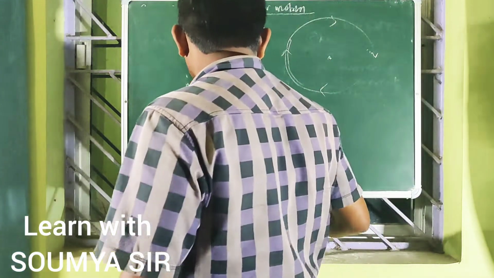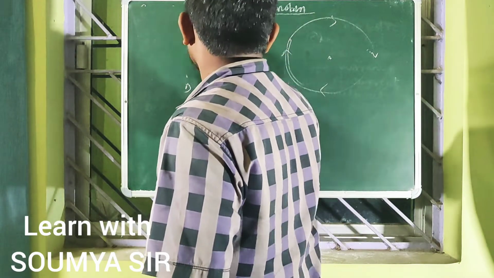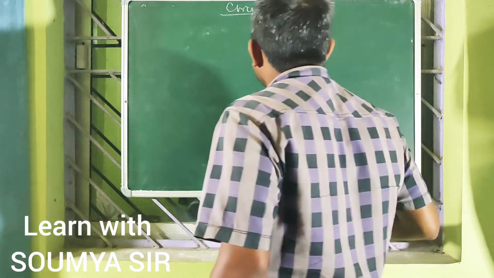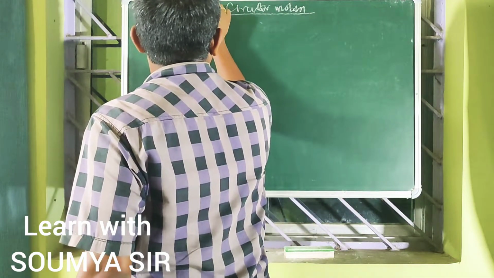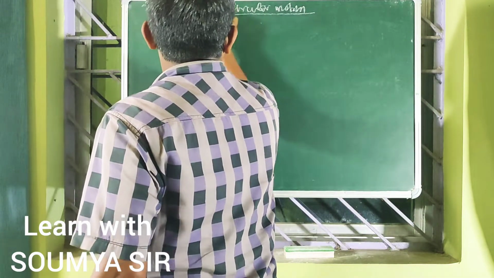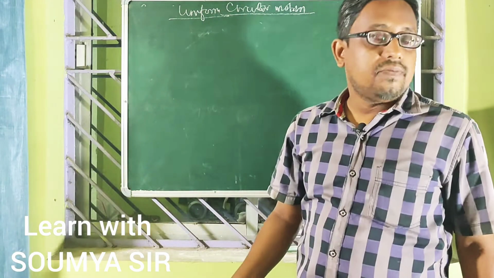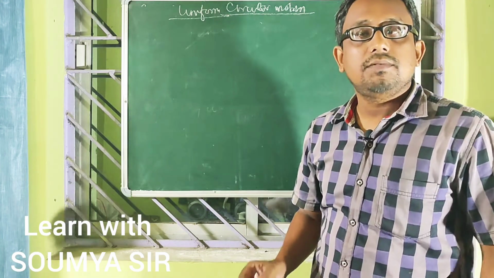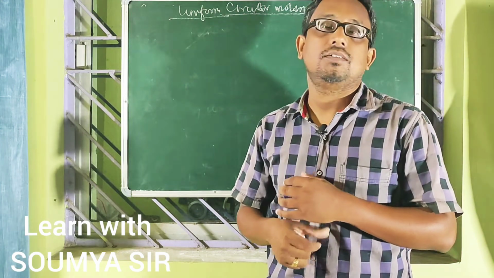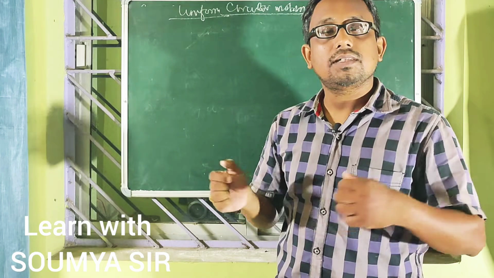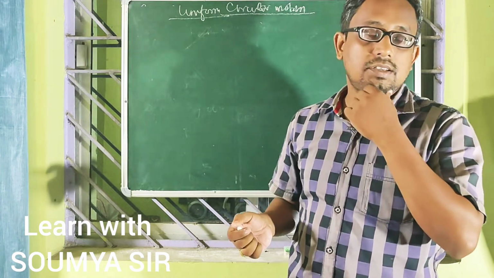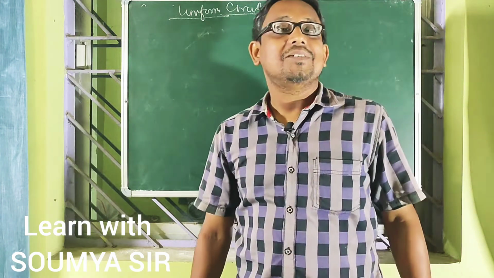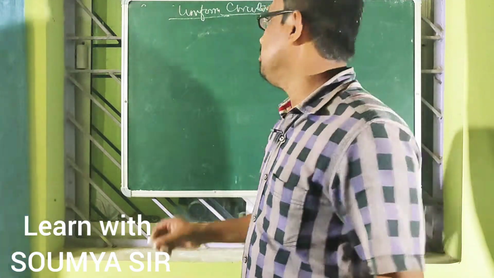Now come to the point, uniform circular motion. We have read about uniform motion, so we will see uniform circular motion. What is uniform circular motion? If the body moves in a circular path with a constant speed, then we can say the motion of the body will be uniform circular motion.